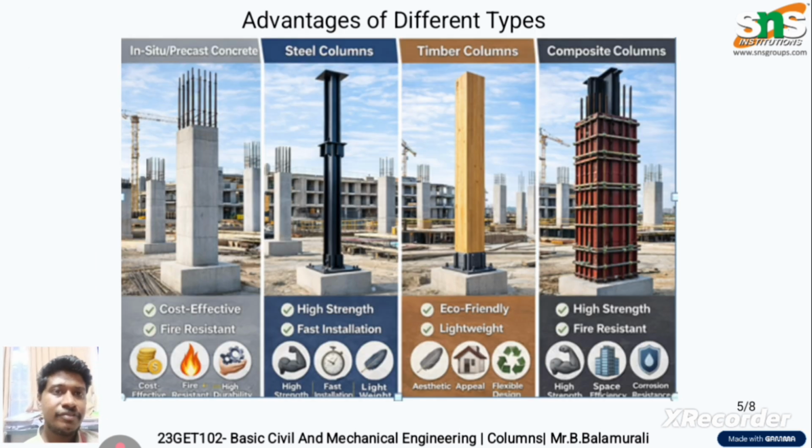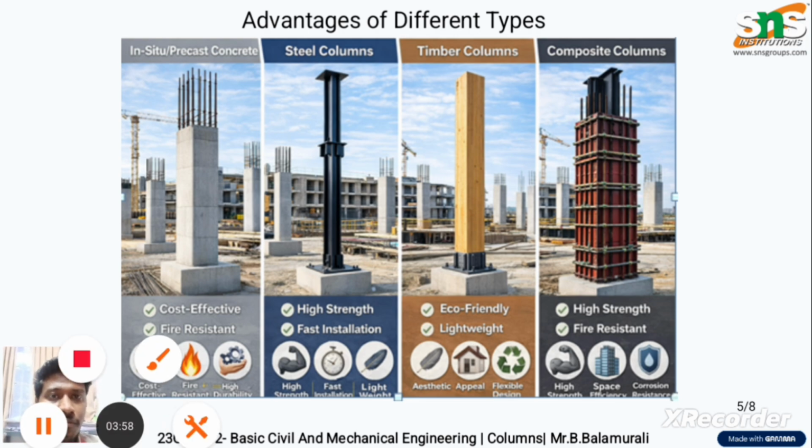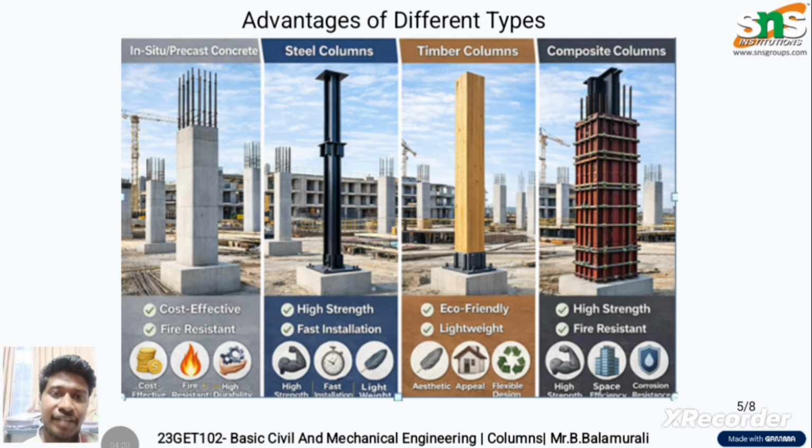So the advantages of these different types of columns are: precast concrete is cost effective, fire resistant, and time efficient. Steel columns have high strength, fast installation, and are lightweight compared with others. Timber columns are eco-friendly, lightweight, and flexible to remove or replace.